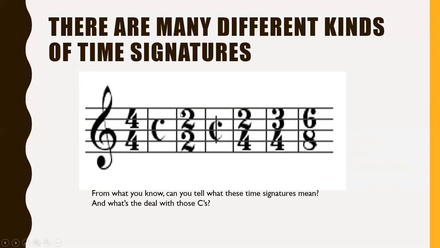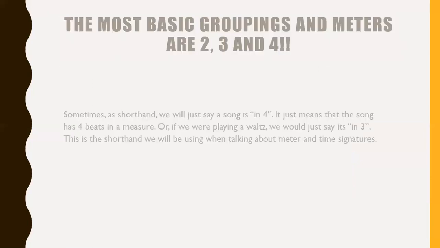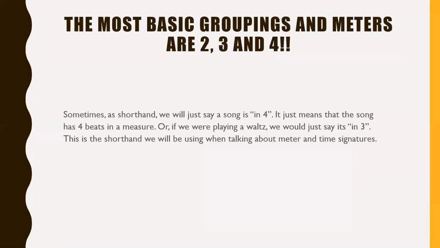So again, you can tell what they mean just by the top number. And these C's are just different ways of marking common time or cut time. And there are some weird groupings and time signatures, like in this case, you have 9 eighth notes or 7 eighth notes. These are some kind of crazy ones. A little Doctor Who reference for my Doctor Who nerds. But your most basic are 2, 3, and 4.